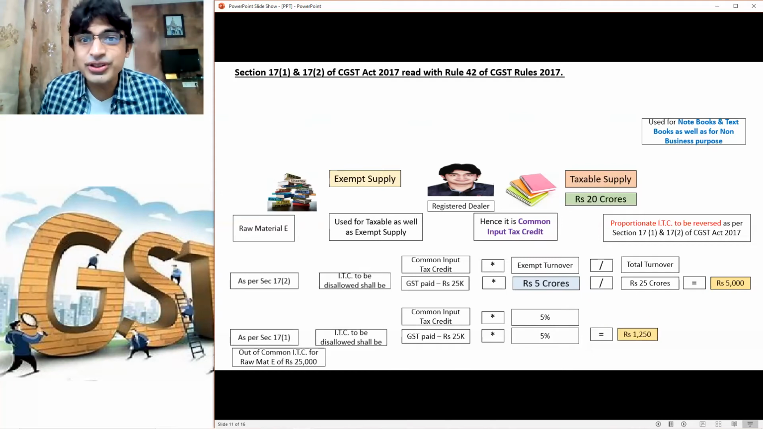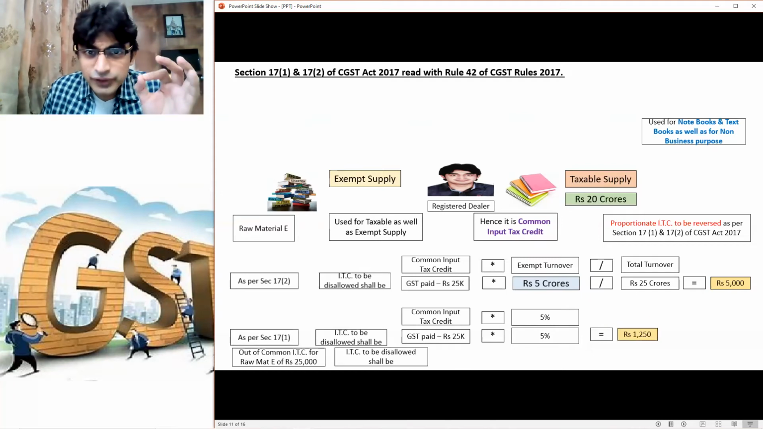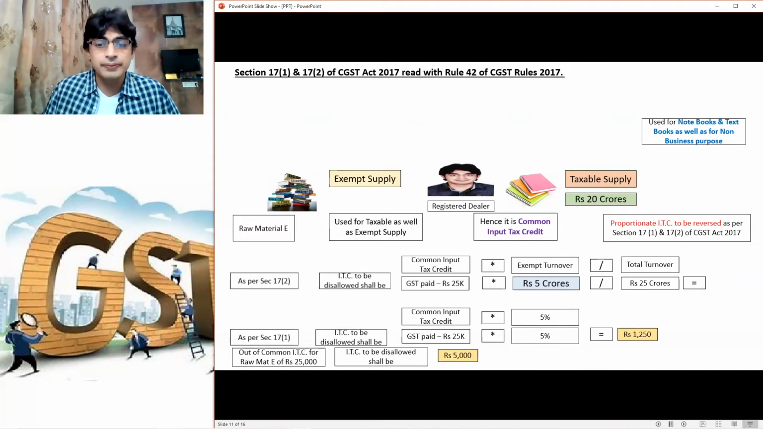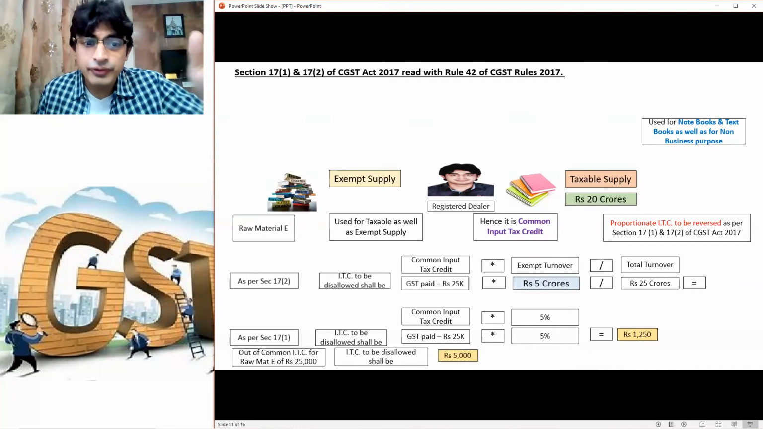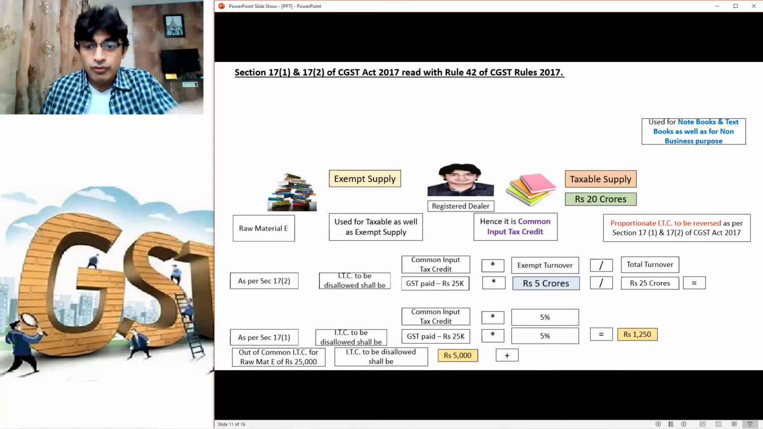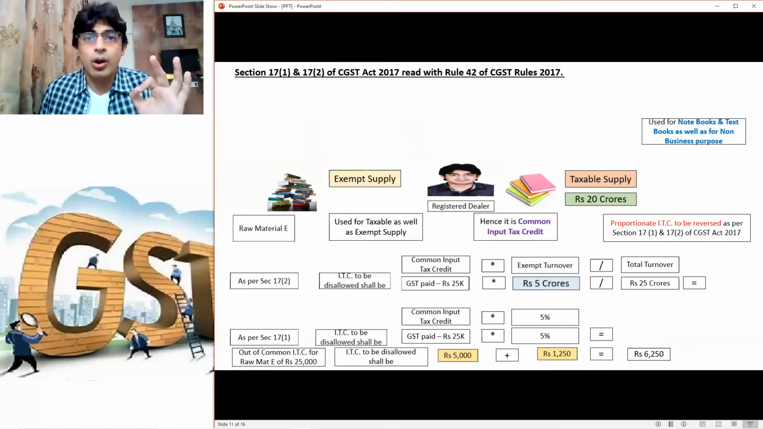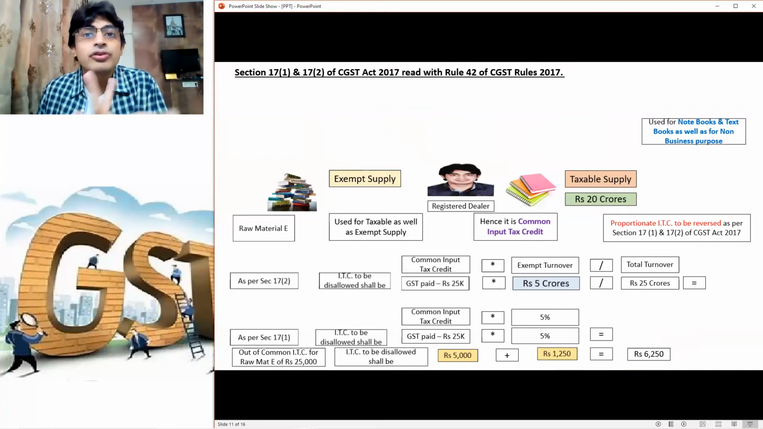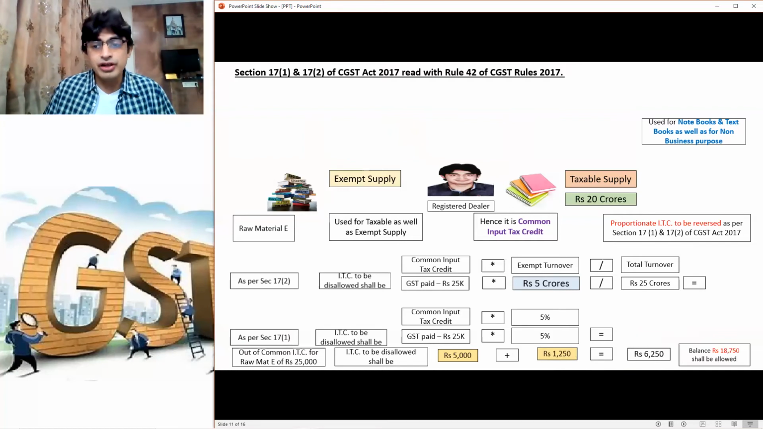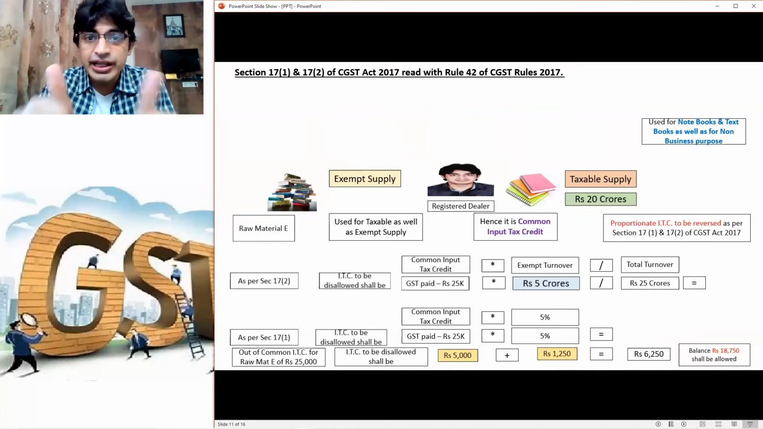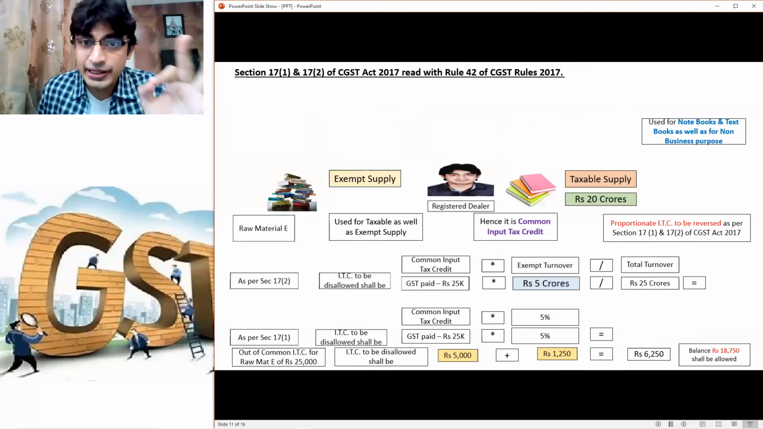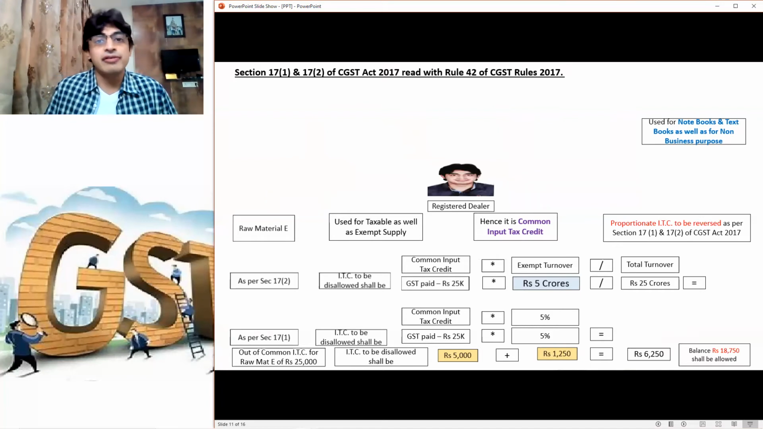So how much of your total ITC got disallowed? Out of the common ITC of 25,000, 5,000 got reversed because of 17(2). 1,250 will get reversed because of 17(1). So in short, out of 25,000, 6,250 ITC is reversed. Balance 18,750 you can avail. Only the balance 18,750 you can avail.